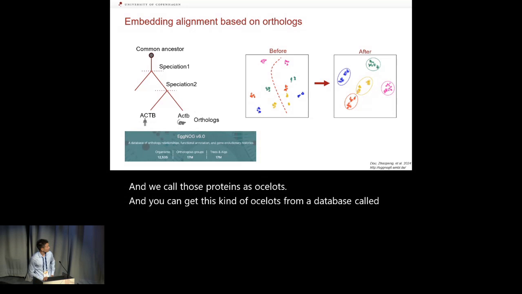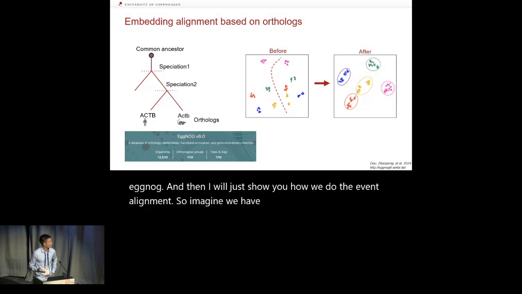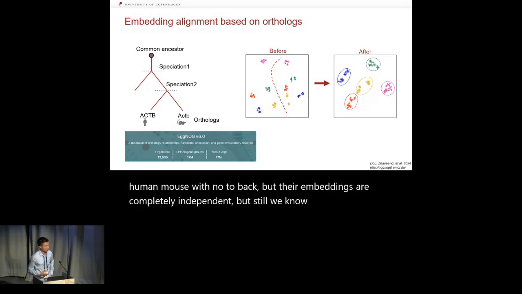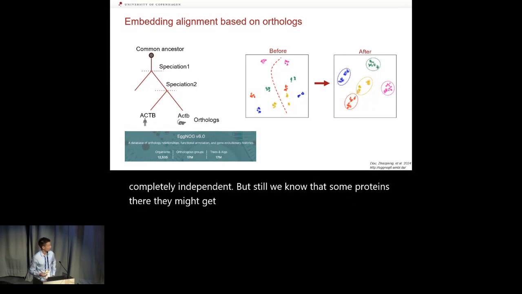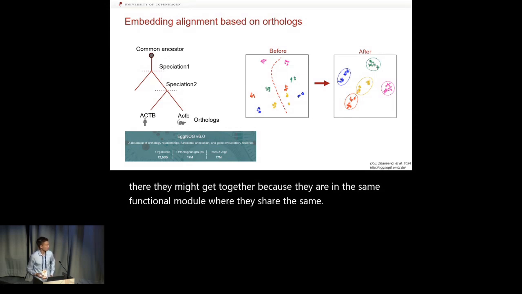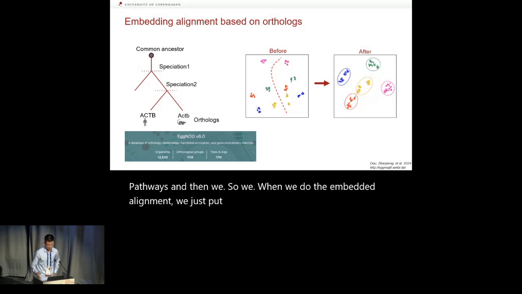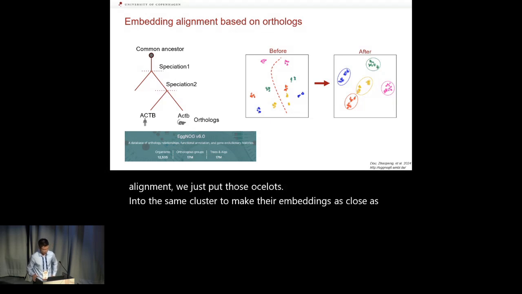So imagine we have those embeddings of human and mouse with node2vec, but their embeddings are completely independent. Still, we know that some proteins might belong together because they are in the same functional module, or they share the same pathways. When we do the embedding alignment, we put those orthologs into the same cluster to make their embeddings as close as possible. But at the same time, we don't want to change the information that was captured by the original embeddings.